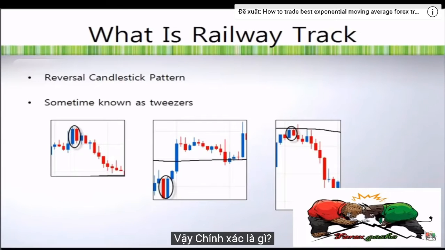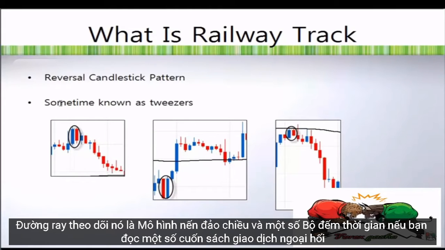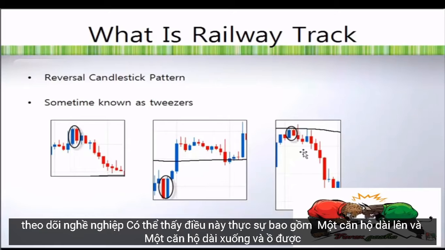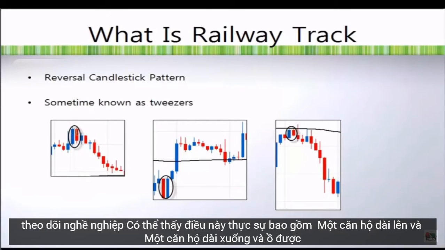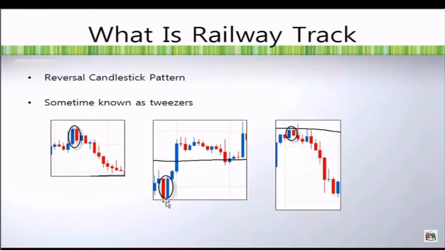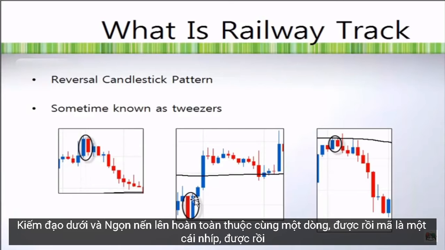So, what exactly is a railway track? It is a reversal candlestick pattern, and sometimes, if you read some Forex trading books, you'll find that they refer to this as a tweezer. We call this a tweezer. So look at 3 examples of a railway track. Can you see? It consists of a long up candle and a long down candle. The ideal railway track is this one. This is the perfect railway track, whereby the down candle and up candle are exactly of the same length. They call this a tweezer.